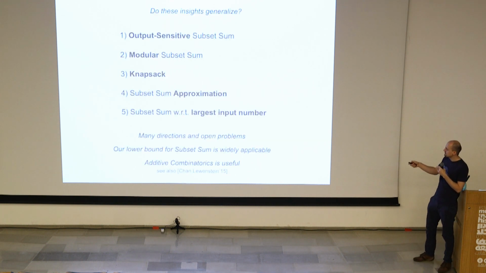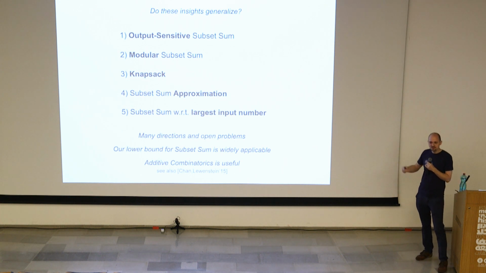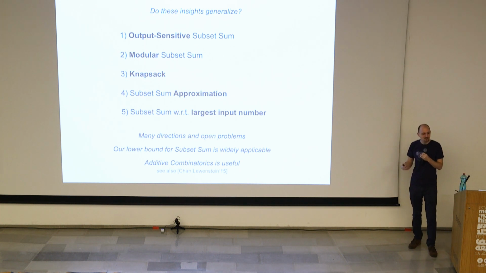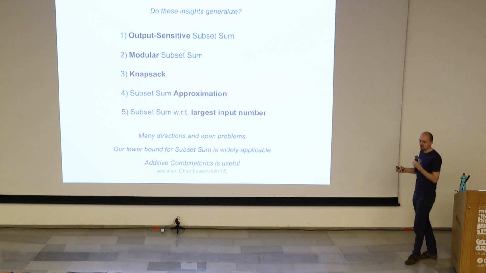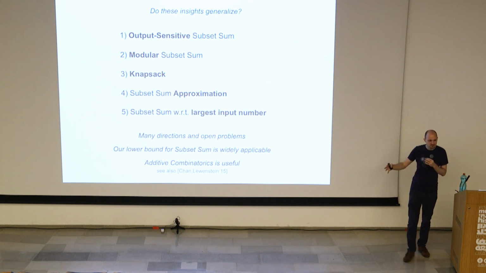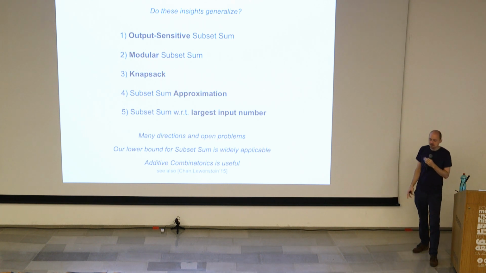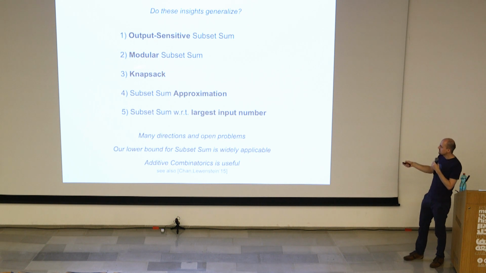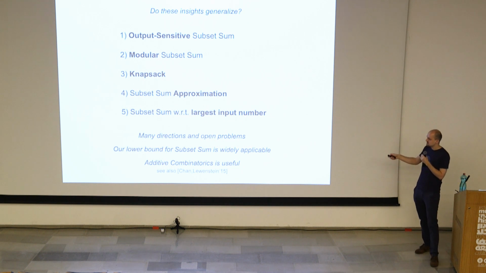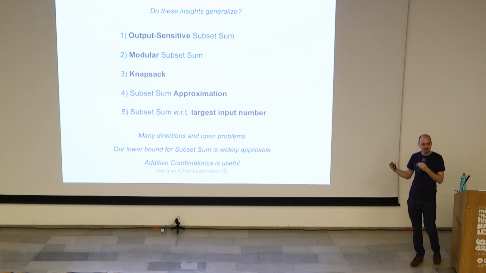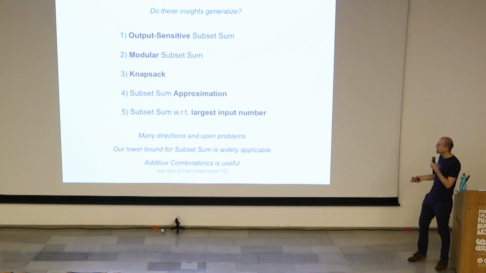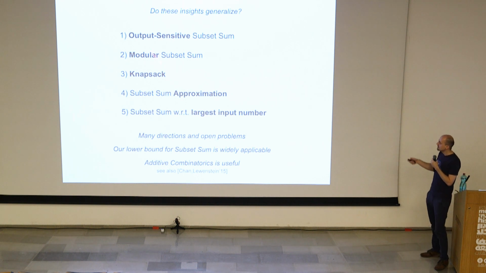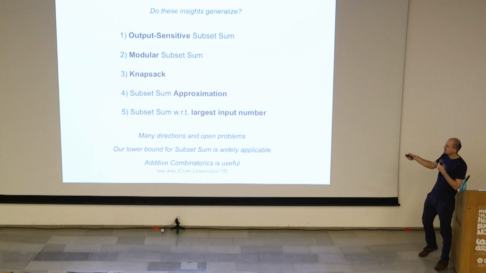Right. And Aviad asked about the knapsack problem. That's one of the immediate generalizations of subset sum that we all know. Modular subset sum, that's subset sum, but you compute sums modulo some number m. It's also something that people studied. There are approximation algorithms for subset sum. You can look at other parameters. Here we studied it with respect to the target t. What about if we take the largest input number as a parameter? These are different directions. What I want to focus on mostly is this output sensitive setting.